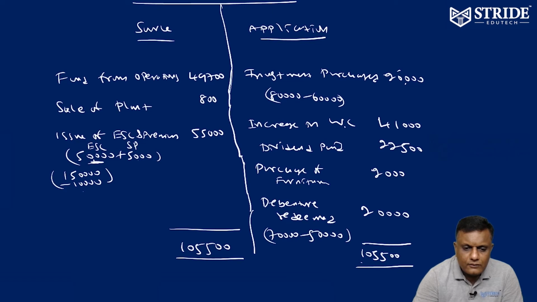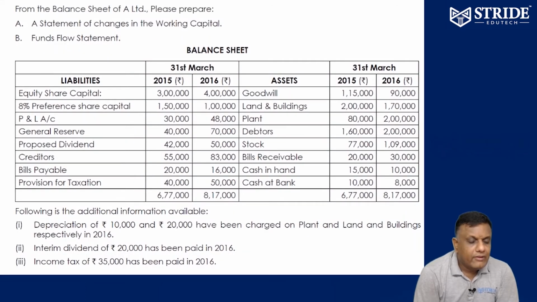That's it. Let's see the next problem. From the balance sheet of A Limited, prepare statement of changes in working capital and fund flow statement. Liabilities and assets as at 31st March 2015 and 2016. Equity share capital: opening 3 lakhs, closing 4 lakhs. 1 lakh raised, so it is a source of funds. 8% preference share capital: 1.5 lakhs opening, closing 1 lakh, therefore it is an application. So preference share capital may have been redeemed. We'll check the notes.